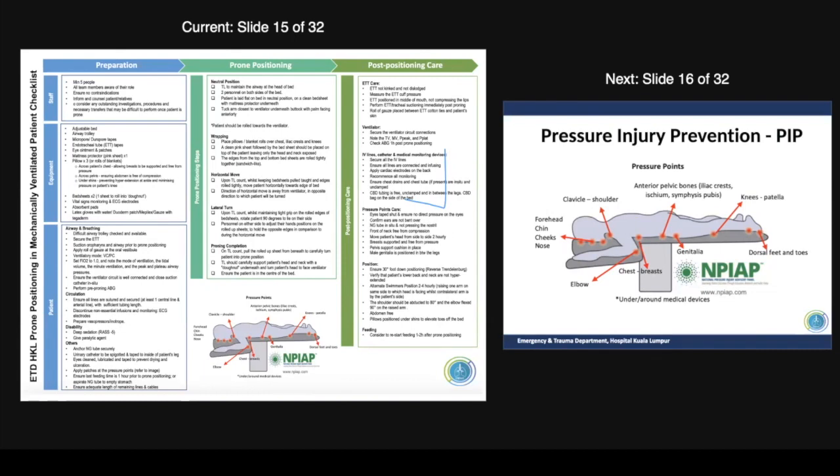Okay, so next one, CBD tubing. CBD ataupun chest tube, make sure dia tak clamp. Okay, remove the clamp, connectkan dulu dan remove the clamp. Okay, next one ialah pressure point care. Okay, pressure point care tadi saya rasa saya dah cover most of the stuff.